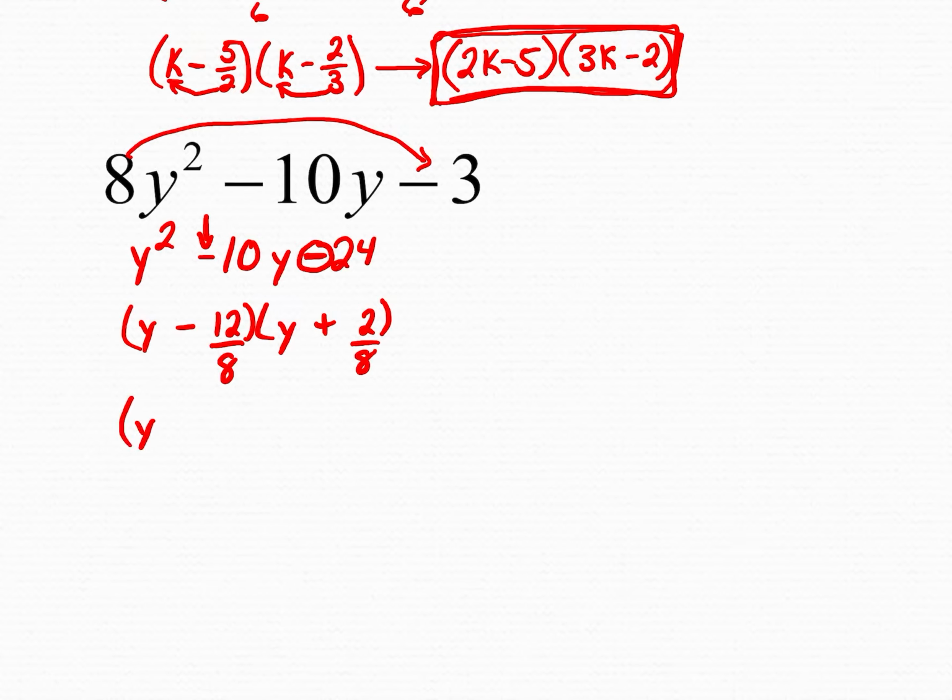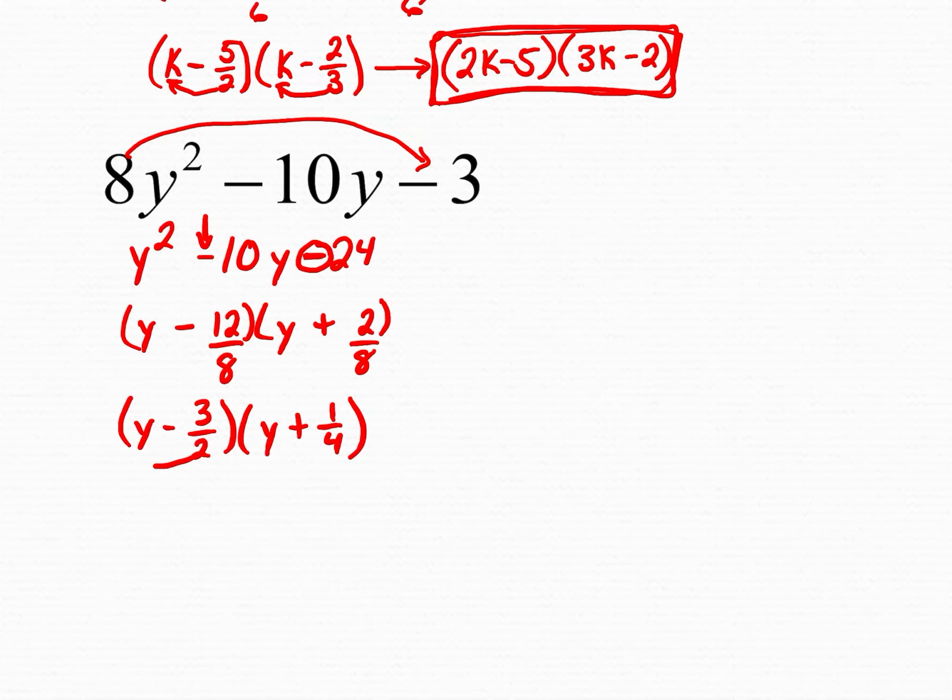And again, you'll notice that these fractions do simplify, but not to whole numbers. So 4 goes into 12 and 8. It simplifies down to 3 over 2. And 2 over 8 simplifies to 1/4. And then you'll move your denominators up. And so the 2 gets moved up and the 4 gets moved up. So our final answer then is 2y minus 3 and 4y plus 1.